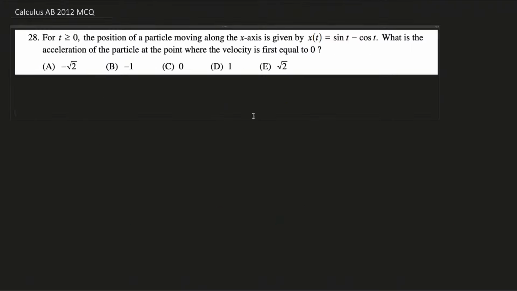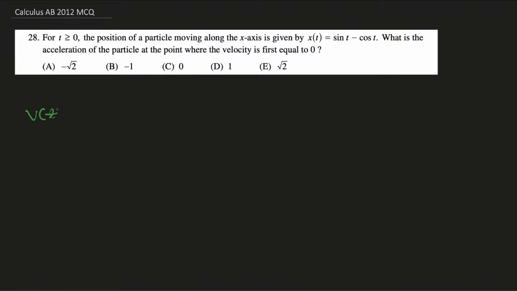Okay, 28, the last problem in the no calculator portion. For time t greater than or equal to 0, the position of a particle moving along the x-axis is given by x of t equals sine of t minus cosine of t. What is the acceleration of the particle at the point where the velocity is first equal to 0?